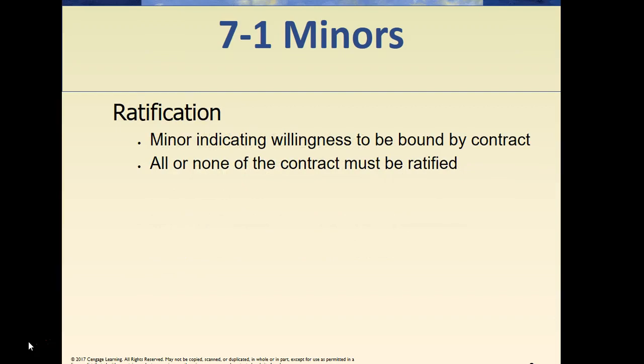Ratification means basically that the minor says, you know what? I know I made this contract while I was 17 or 16 or whatever, and now I'm an adult. I'm going to go ahead and honor that contract. But they can't pick and choose which parts of the contract they want to honor. It's an all or none proposition. So the mere fact that someone makes a contract as a minor doesn't necessarily cause that to be a void contract. It's just voidable. And a minor can again choose to ratify that contract, but only once they reach the age of majority. And then if they do ratify that contract, then it's a completely valid contract going forward.